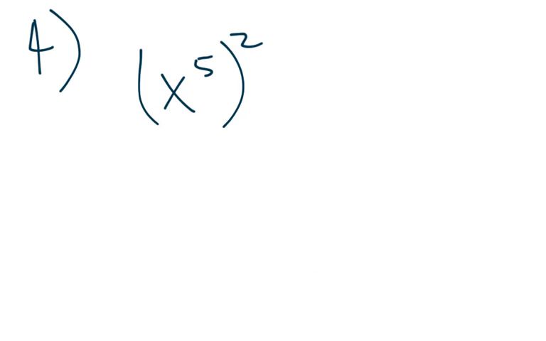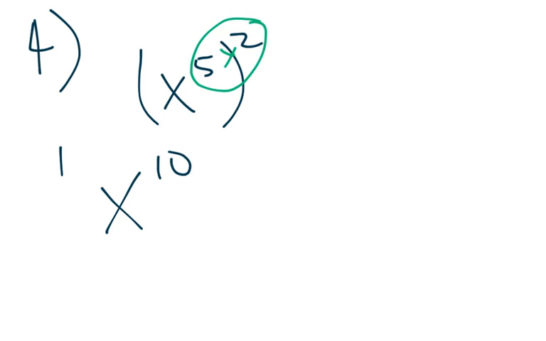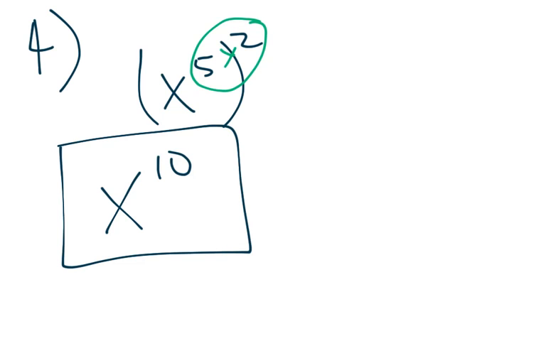Number 4, we have x to the 5th squared. So all we want to do is multiply these two exponents. 5 times 2 is 10, so our answer is x to the 10th power.